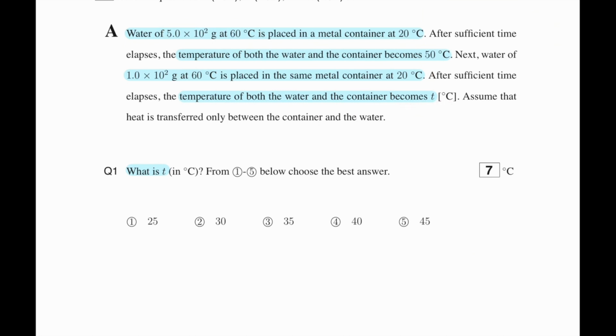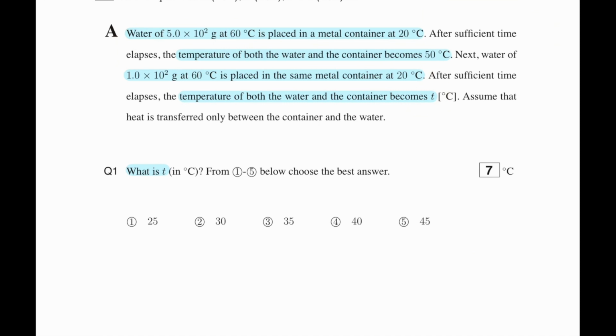Since the question does not tell us what is the specific heat capacity of water and the specific heat capacity of the metal container, I think we can use the first case here to find the relationship between specific heat capacity of water and the specific heat capacity of the metal container. And then by using that information that we obtain from the first case, we can find the temperature of the second case.